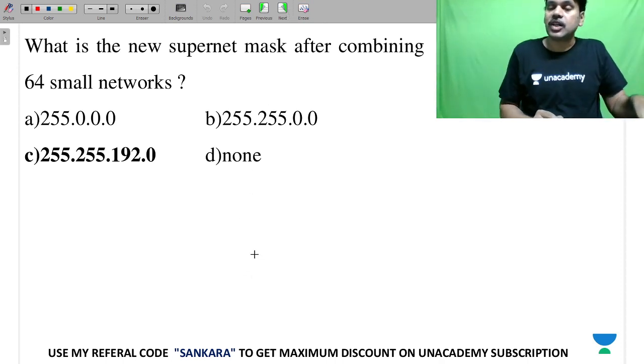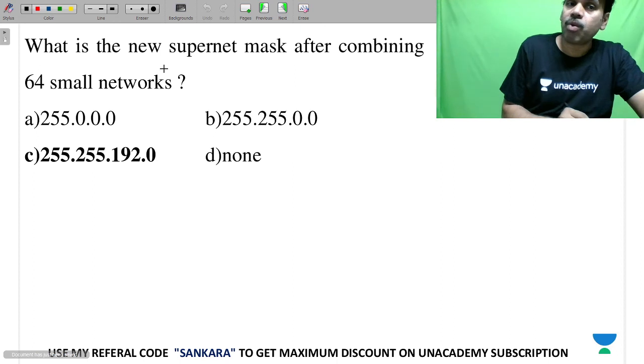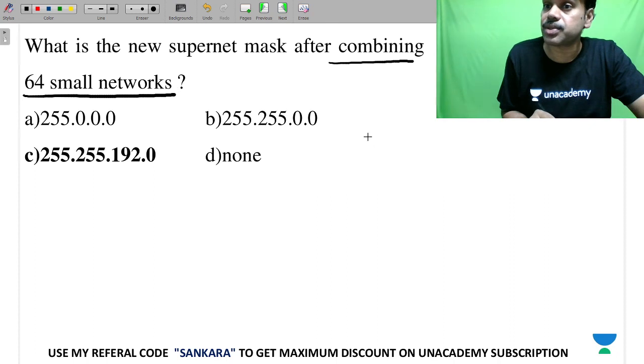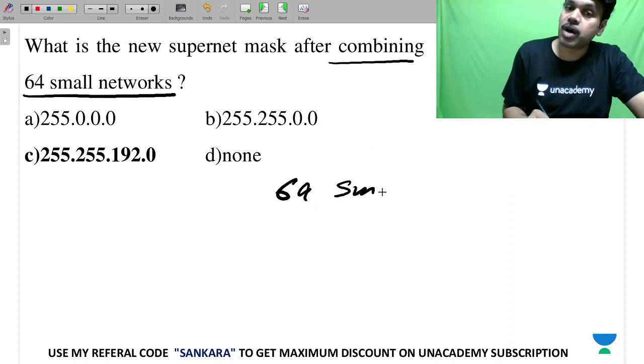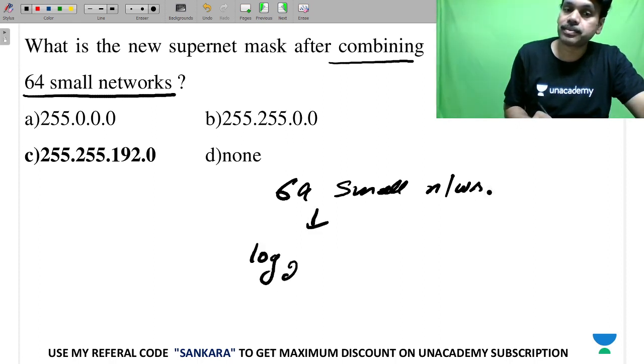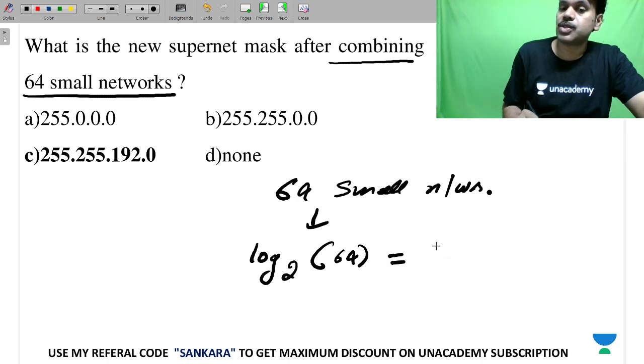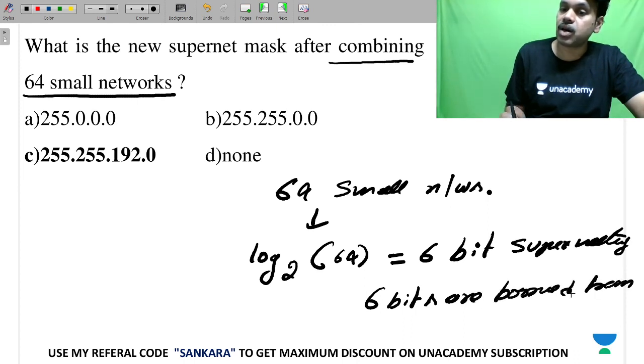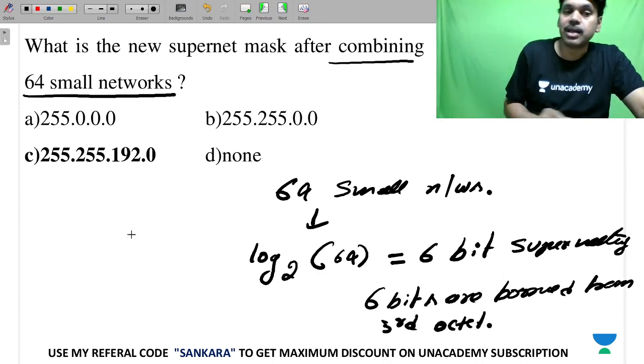Well, my dear friends, we will close the session using this example. What is the new supernet mask after combining 64 small networks? 64 small networks means how many bits do you need? So I am doing 6-bit supernetting. That means 6 bits are manipulated. 6 bits are borrowed from the third octet, because the third octet's maximum capacity is 8 bits. Okay, so let us write.